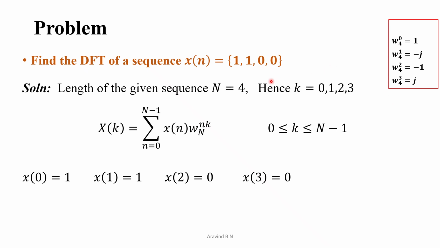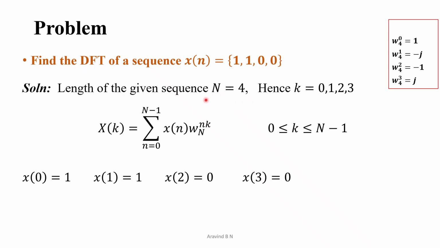At every DFT calculation, we need not show the calculation for this twiddle factor. You can just remember it and make the substitution while calculating the DFT. Now let us go through all the given parameters and try to understand the problem in a proper manner. Length of the given sequence N is equal to 4.